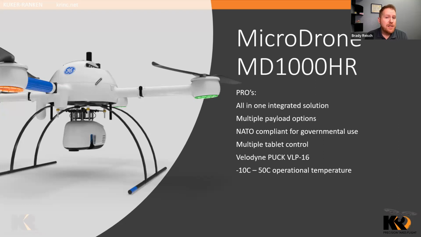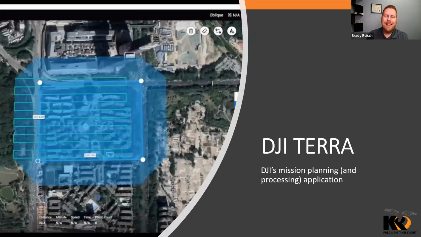We know what kind of a sensor we have, whether it's photogrammetry or LiDAR. Now we go into, well, how do we actually fly this thing? What's going on? So there's many different types of programs depending on the hardware that you have. As an example, DJI has what's called DJI Terra. This is DJI's mission planning and processing application.